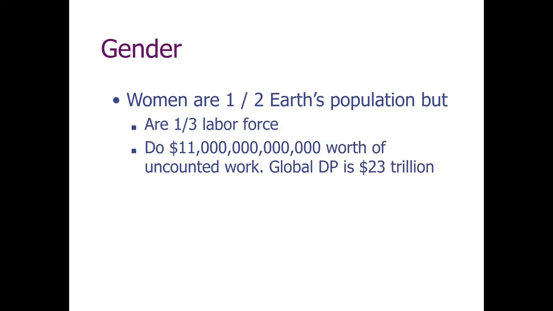Women represent 1/3 the labor force, and yet they do an estimated $11 trillion worth of uncounted work. The entire global domestic product, at the time of this statistic, was only $23 trillion. So if you added up all the money that everybody and all the companies all over the world make, $23 trillion, compare that to all the work that women do that doesn't count. That's like stay-at-home parents. They don't do work, according to economists, because nobody's paying them cash money. If you're not getting paid cash money by a company, you're not doing work. That's the way these economic statistics work. So women do $11 trillion worth of uncounted work.